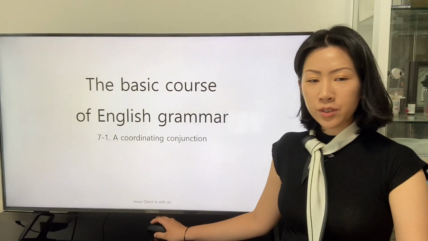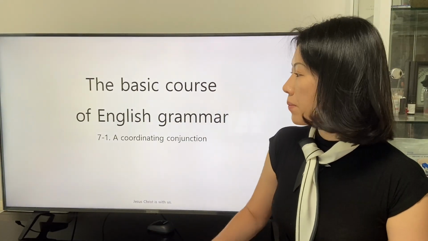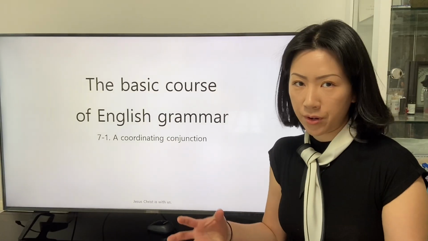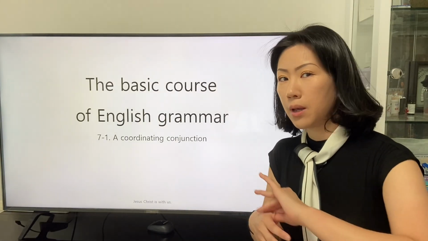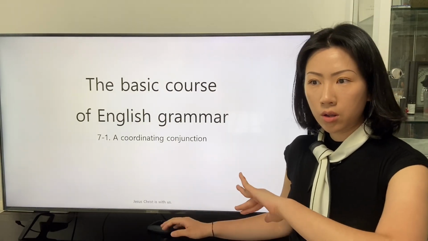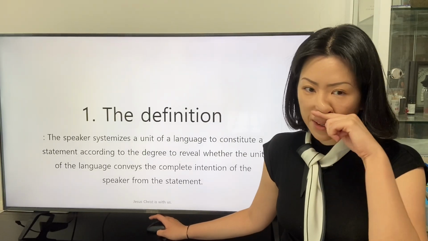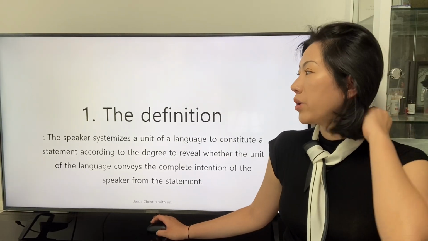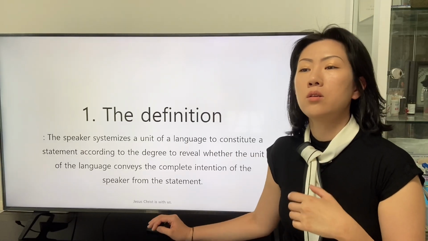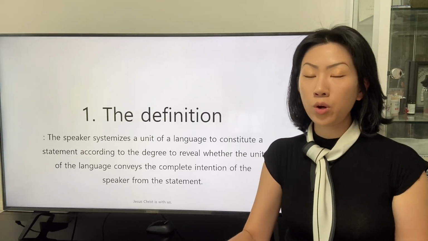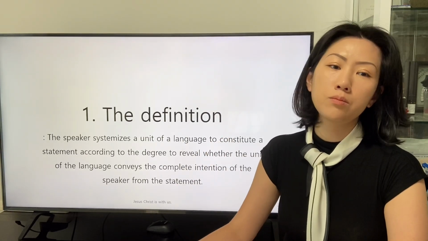Good afternoon. We will start to study the coordinating conjunction after the brief introduction about the conjunctions. Let's start to study the coordinating conjunction with the definition.